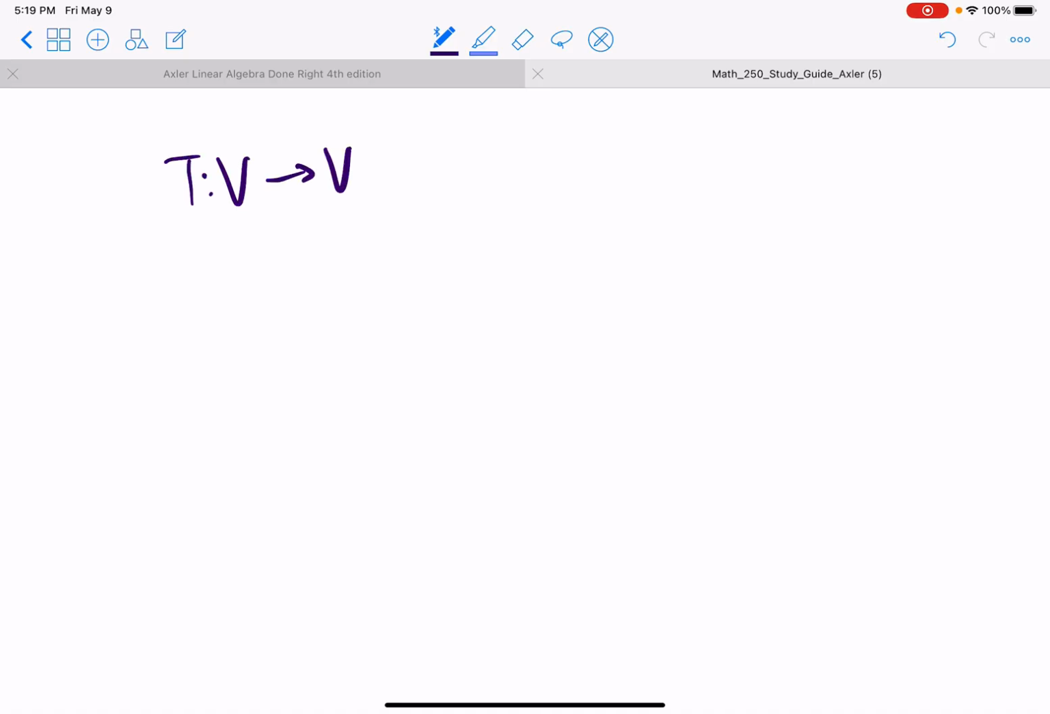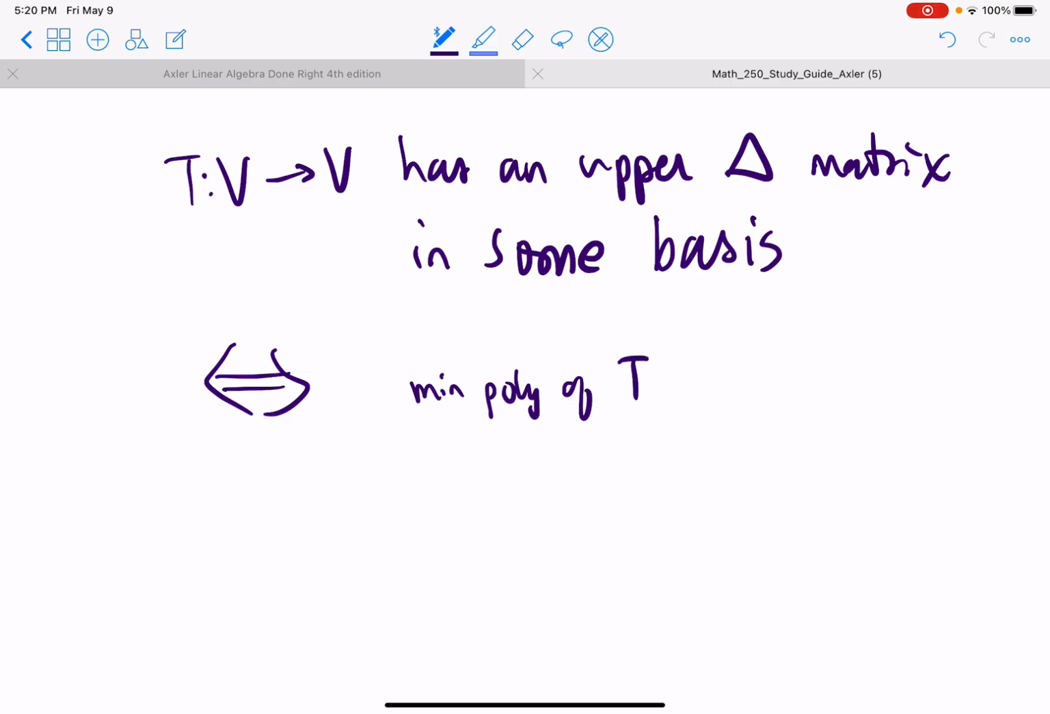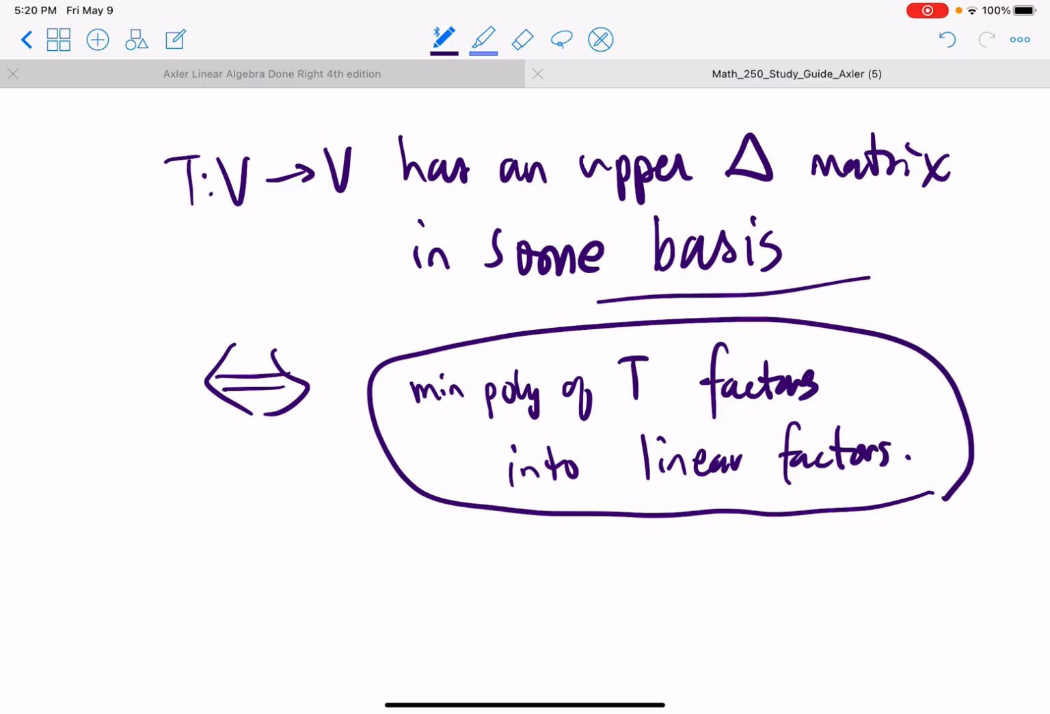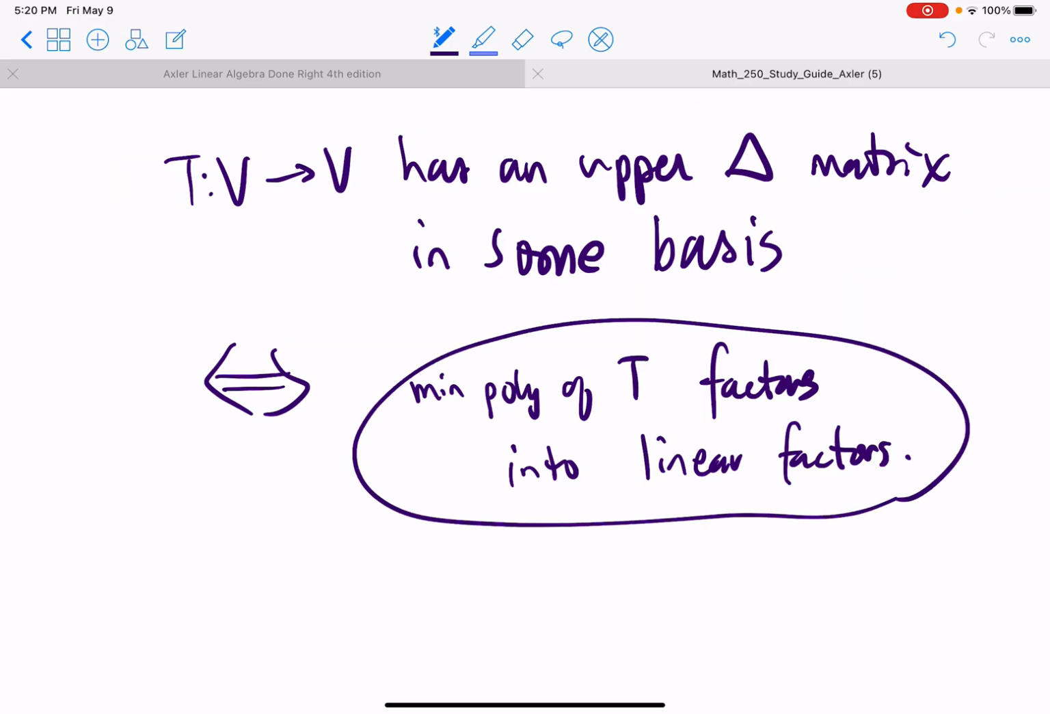Okay, so T from V to V has an upper triangular matrix in some basis if and only if the minimal polynomial of T factors into linear factors. So this is true over R or over C. If your minimal polynomial factors into linear factors, then you have an upper triangular matrix. If you have an upper triangular matrix, then you factor into linear factors.